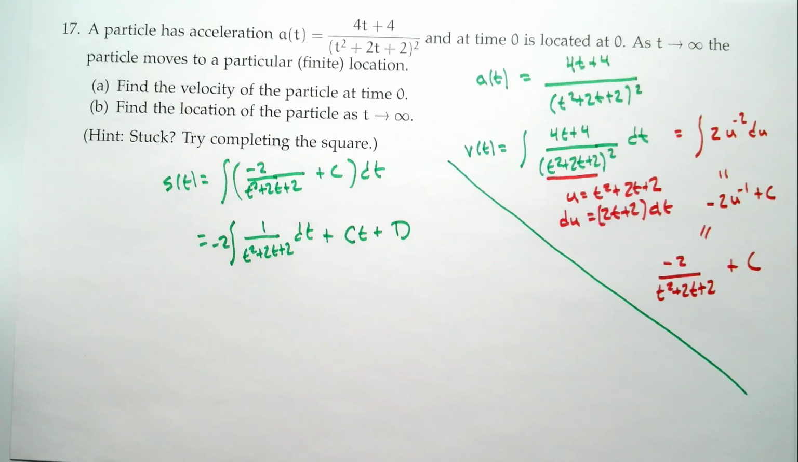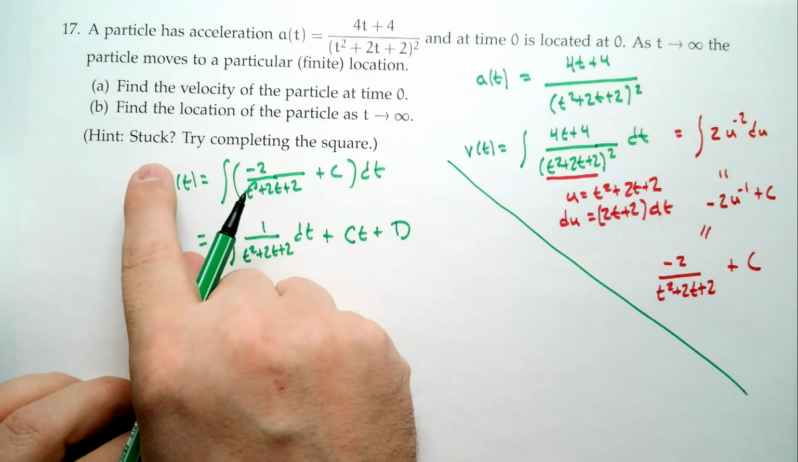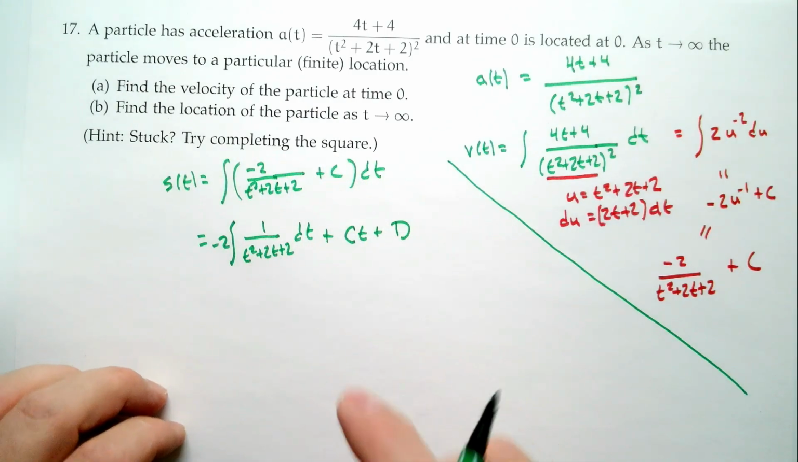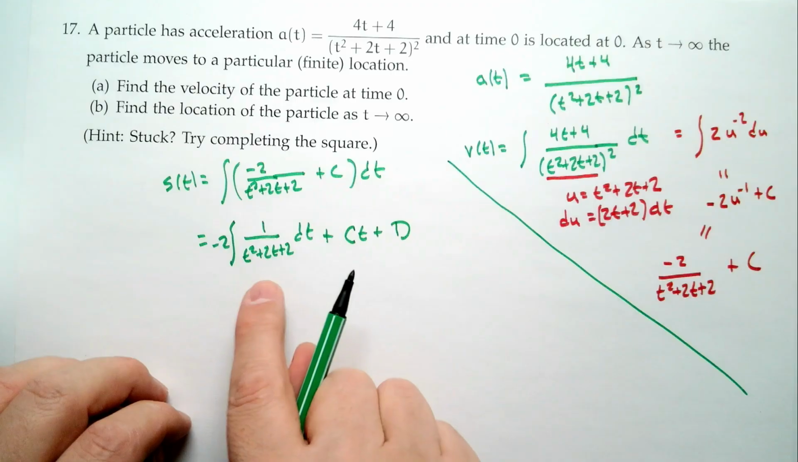Okay, what can we do? What can we do? I don't know. I'm feeling a little stuck. Oh, there's a hint. Are you stuck? Try completing the square. Okay, let's see. Is there a square here? I see a square there.